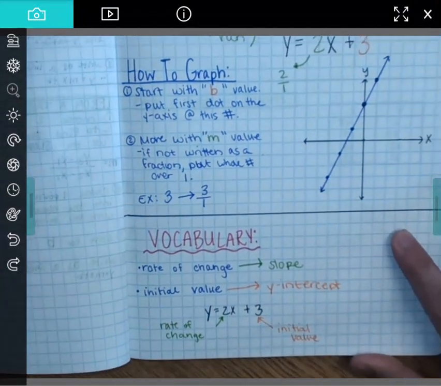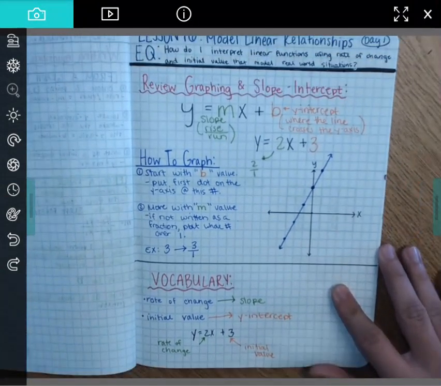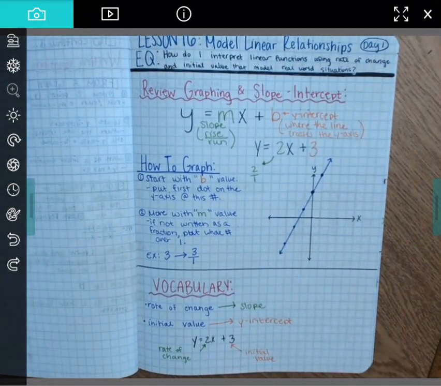Okay, I'm going to zoom out. If you missed anything, go ahead and pause, and there are the notes.